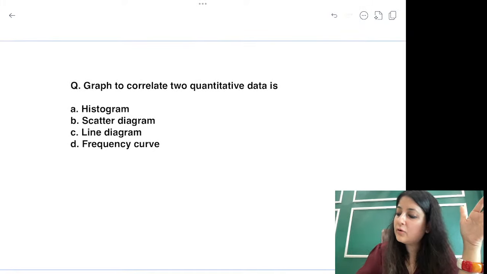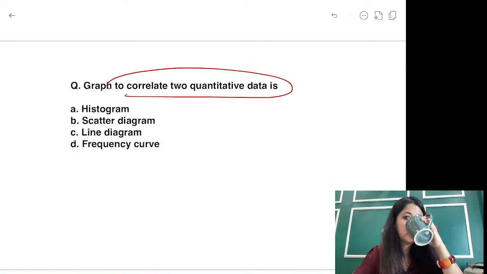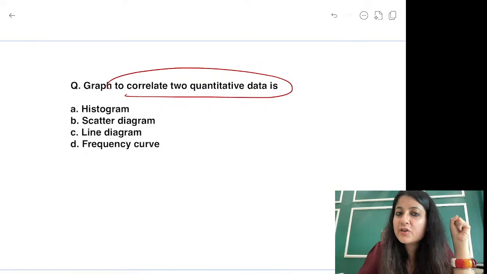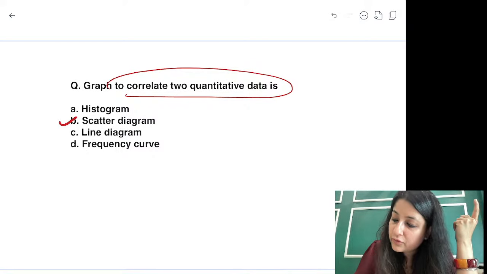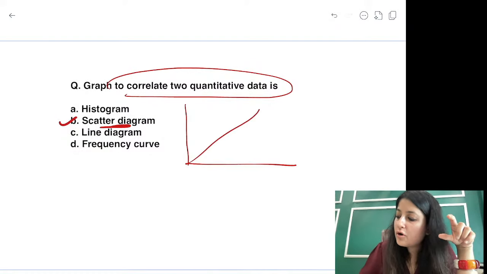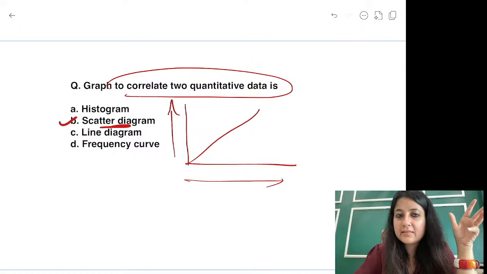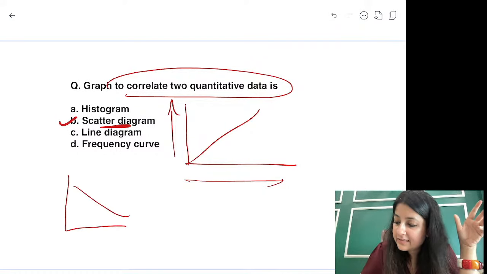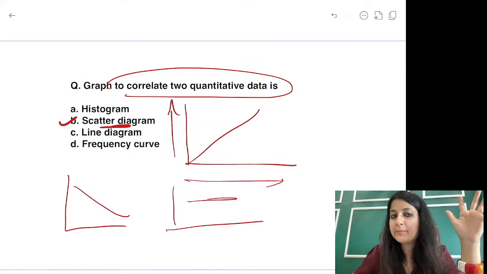Graph to correlate. Correlate. If you see the word correlate, what is your answer? Correlation में आंसर क्या होगा? Correlation between two quantitative data. Very good, scatter. Correlation means if a variable on the x-axis increases, what happens to the variable on the y-axis? Is it increasing? Is it decreasing, or has it no association? I have given you a separate question for that.